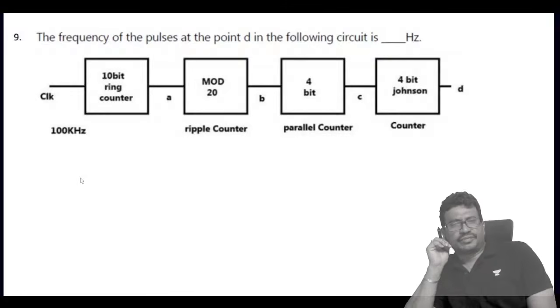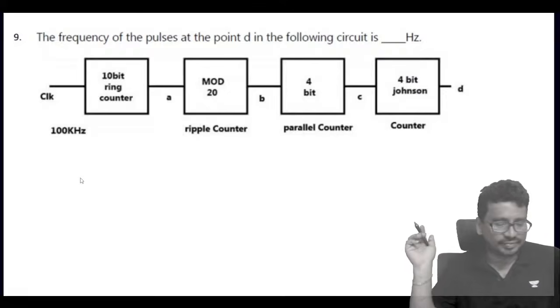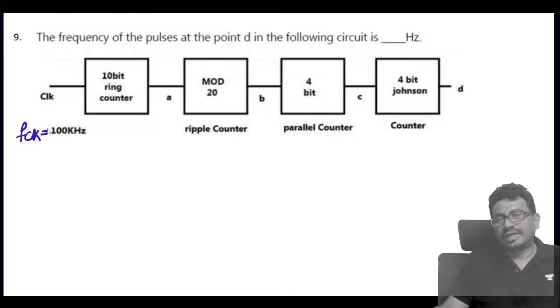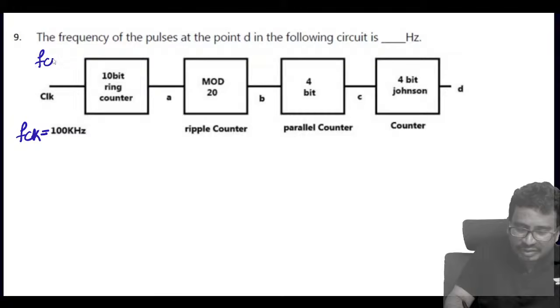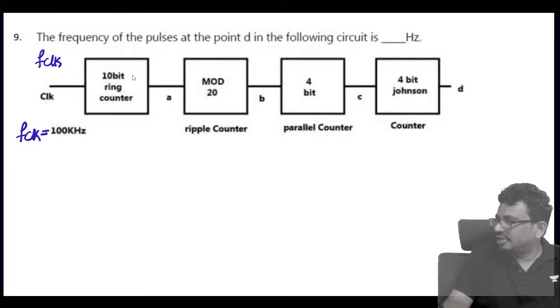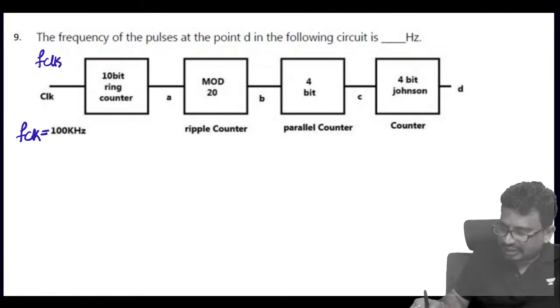Next, the frequency of the pulses at the point D. Now tell me, here this is the F clock. F clock is given as how much? 100K. So this is a mod 10 ring counter; the modulus is the number of bits, so 10. So the output frequency here will be f clock by 10.